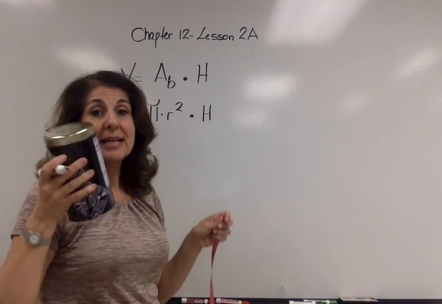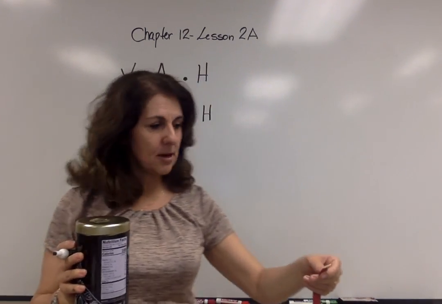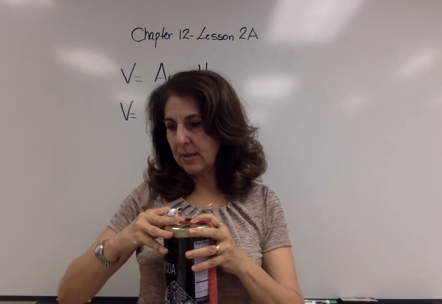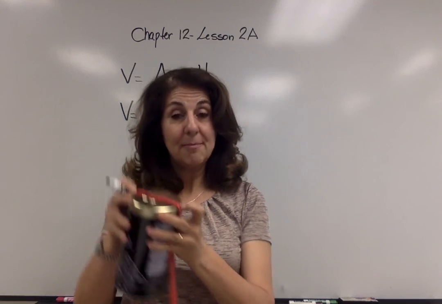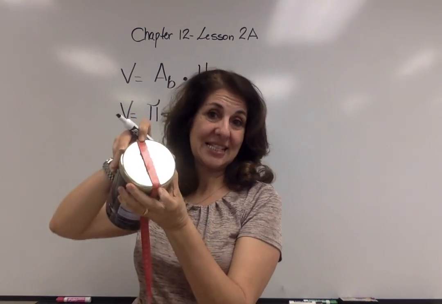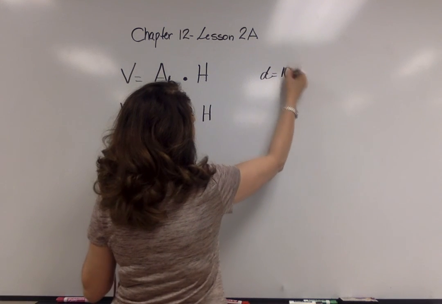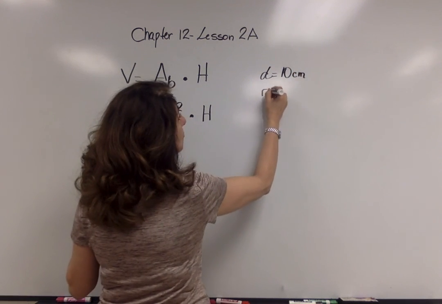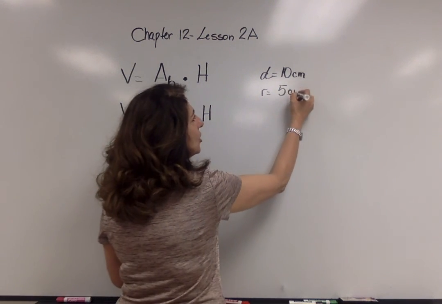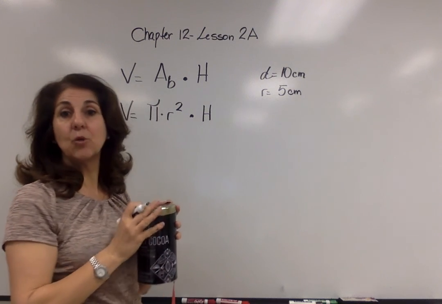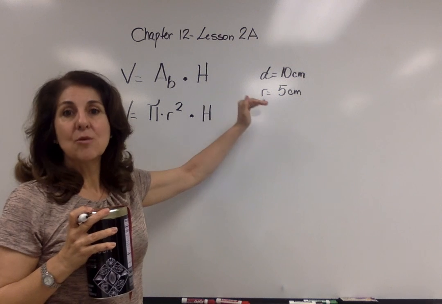So let's measure here to see what the radius is. Let me put this lid over there. Let me measure, see how much my diameter here is. Whoop. My diameter here is 10 centimeters. So if my diameter is 10 centimeters, that means that my radius is 5 centimeters. So I cannot forget that every time I'm working with area, I'm not working with diameter. I am working with radius.